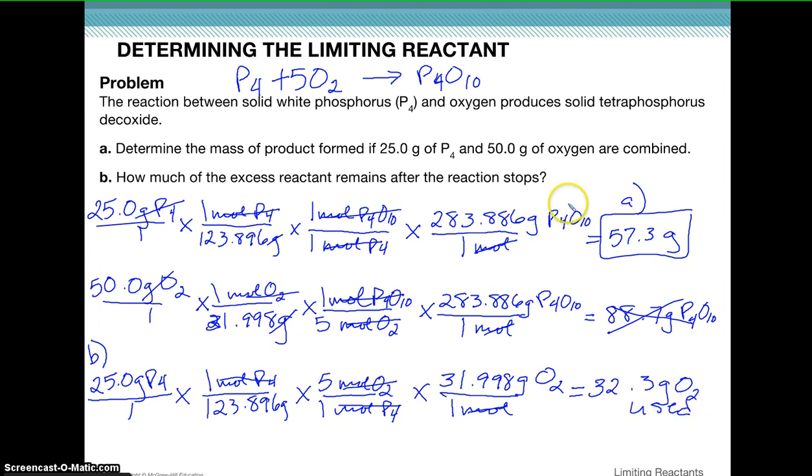Okay, now the question says, how much of the excess reactant remains after the reaction stops? Well, we started with 50 grams, we used 32.3, so 50 minus 32.3 tells us that we would have an excess of 17.7 grams of oxygen. So that's the answer to question B.